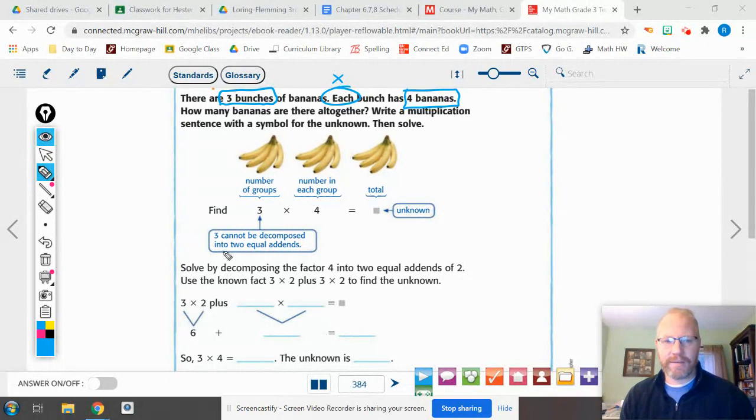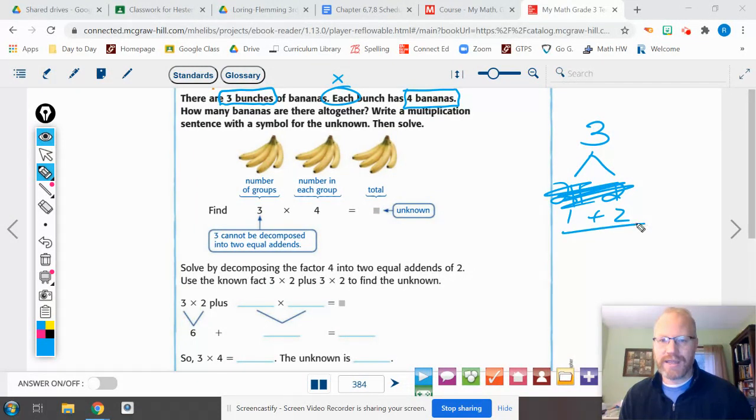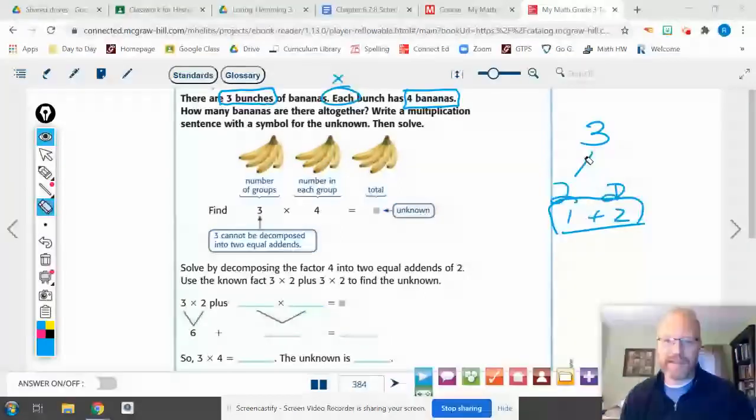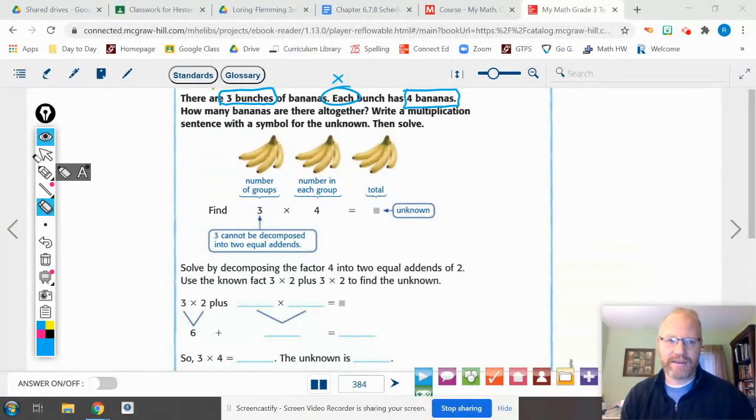3 cannot be decomposed into 2 equal addends. What they're saying is you can't add anything that's the same to make 3. So 1 plus 1, no. 2 plus 2, no. You can only say 1 plus 2. If you say 1 plus 2, they're not equal, so you can't break down 3. So you're going to break down the 4. Solve by decomposing by breaking down the factor 4.